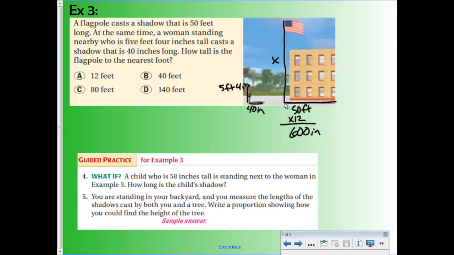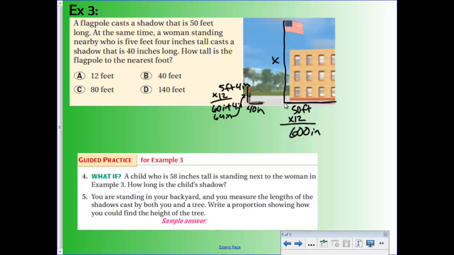5 feet 4 inches. Can I take this 5 feet and turn it into inches here? Same thing. If I have 5 12 inches, 5 times 12 gives us 60 inches, but she was also 4 inches on top of that, 5 feet 4 inches. So 60 plus 4 gives us 64 inches is the height of our lady, right? Now I have inches and inches and inches. It's all in the same units.